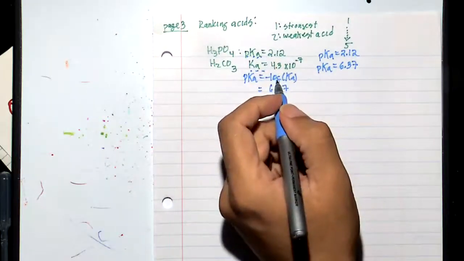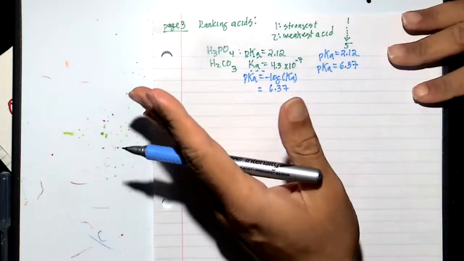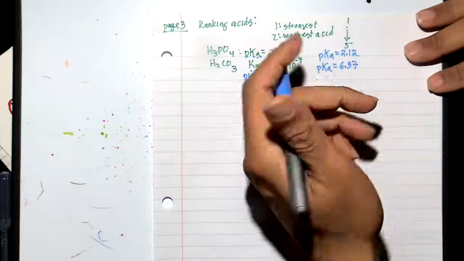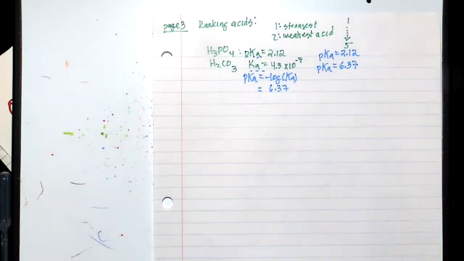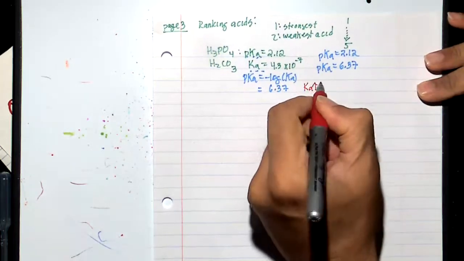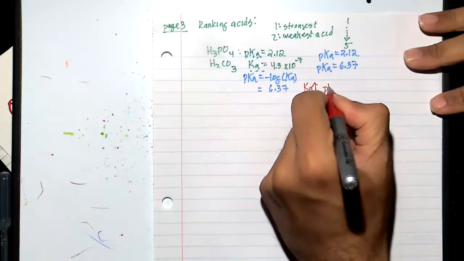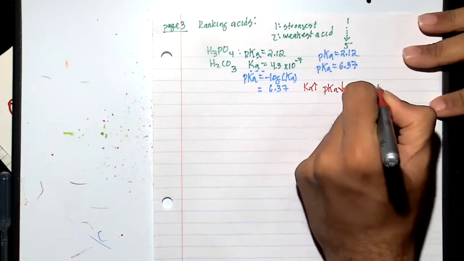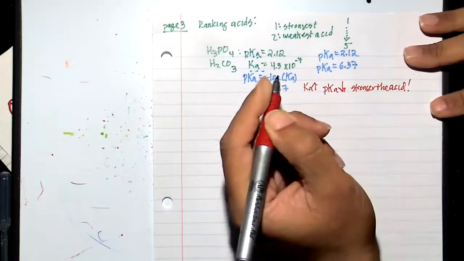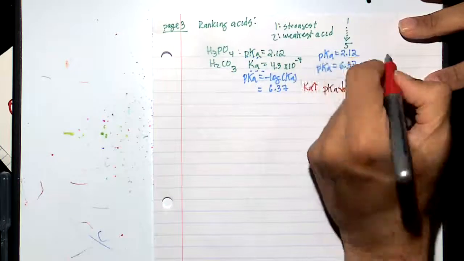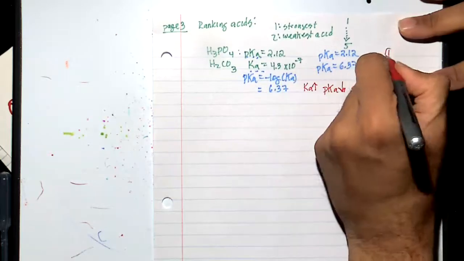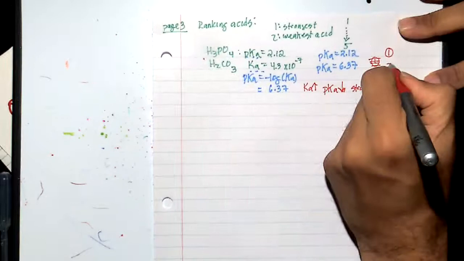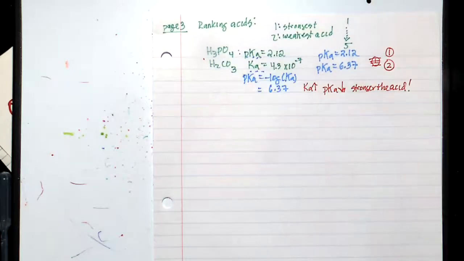So now I got them all in pKa's. I could have gotten them in Ka's also, but I'll just get them all in pKa's. So which is the stronger acid? Okay, so here's how that rule works. I think you got the right answer there. The higher the Ka, because of the formula, it means the lower the pKa. That means the stronger the acid, right? So here I got them all in pKa, so this would be the stronger acid, number 1, H3PO4, and 2 would be the weaker acid.